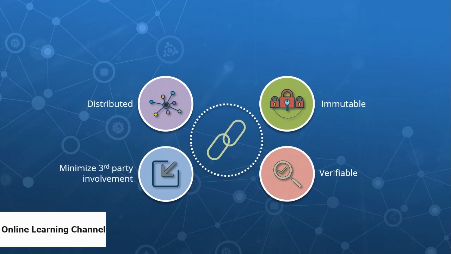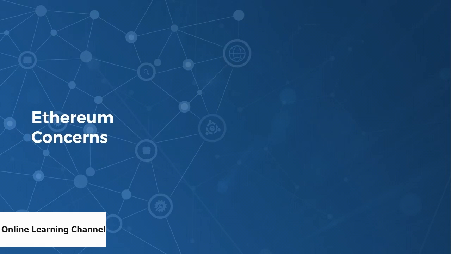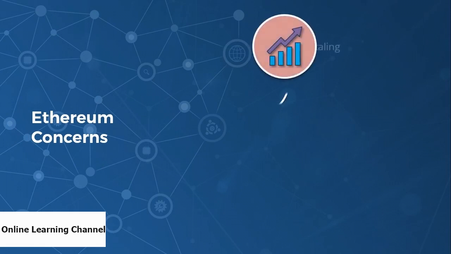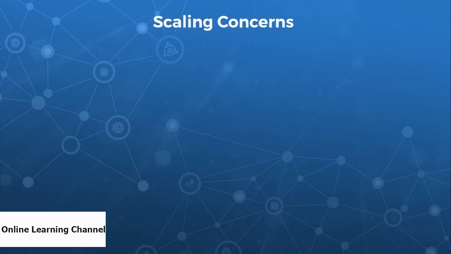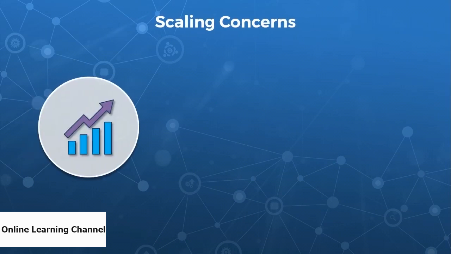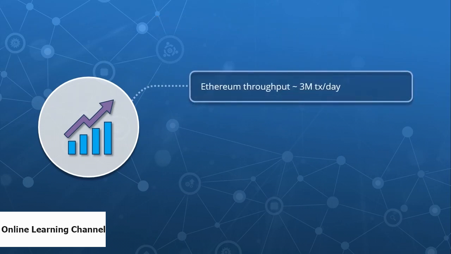There are many implementations of blockchains available in the market, and one of the most popular ones is the Ethereum network. While Ethereum offers all of the benefits of blockchains and is publicly available, there are several issues around scaling, resource utilization, and confidentiality. We can now zoom in on each of these individual concerns in a little more detail, starting with the issues around scaling. We have discussed that there are only a few hundred transactions which Ethereum is capable of processing every minute, and this translates to about 3 million transactions every day.